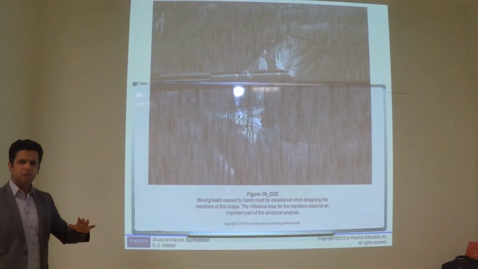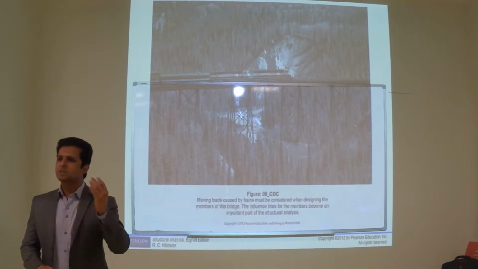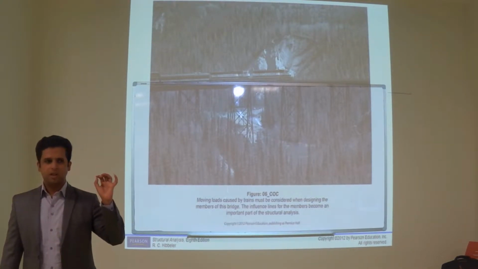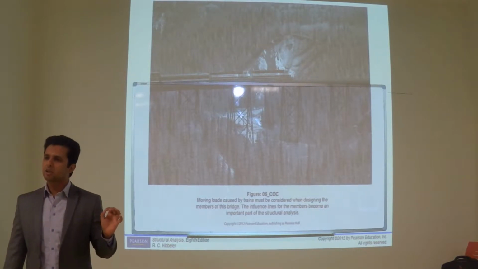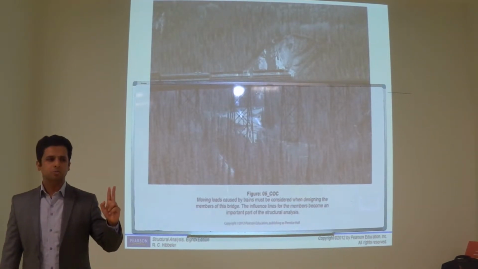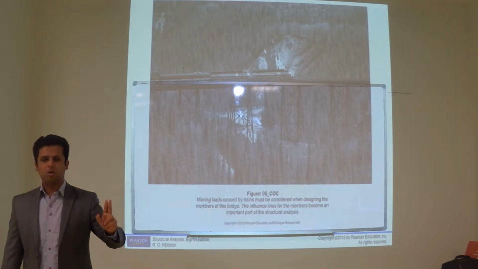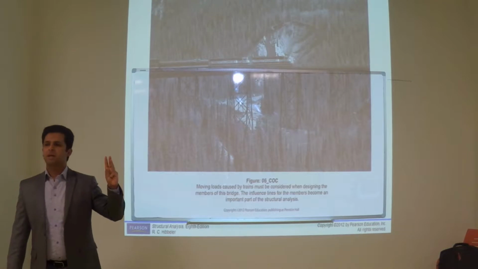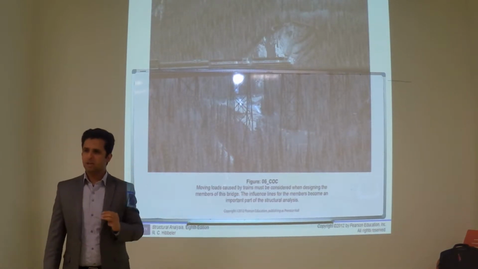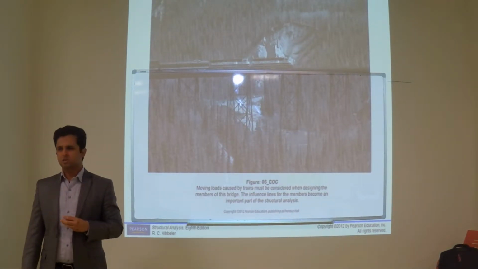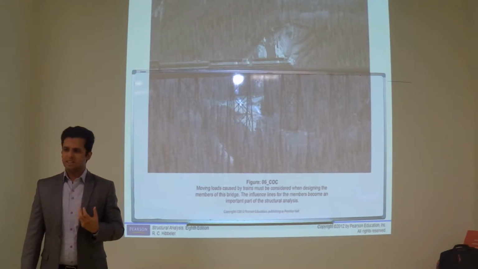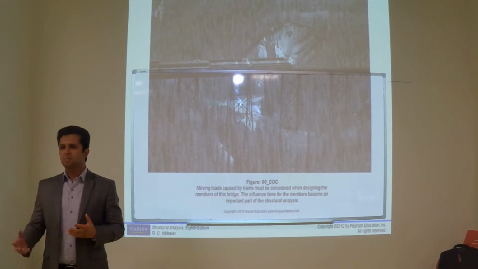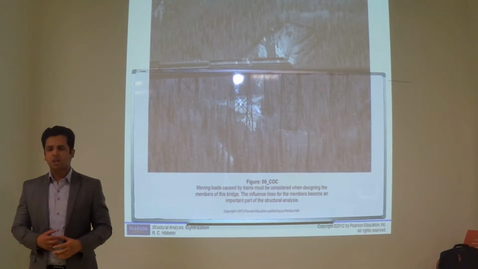It is not included in your book, but let me tell you, there are three types of live loads on bridges. Number one, lane load. Number two, truck load or train load. Number three, pedestrian load. Now the lane load. What is the lane load? Cars. Yes, you're right.